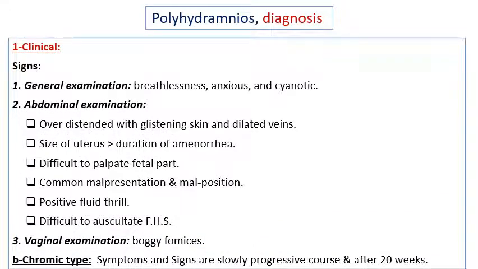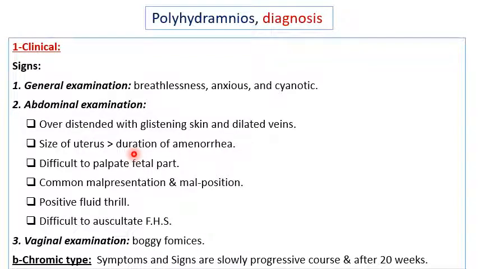Now, what are the signs detected by general, abdominal or local examination? By general examination, there may be dyspnea, restlessness, an anxious mother, and cyanosis at some times. By abdominal examination, due to over-distension of the abdomen, there may be glistening skin and dilated veins all over the abdomen. The size of the uterus by fundal level is more than the duration of amenorrhea or gestational age.